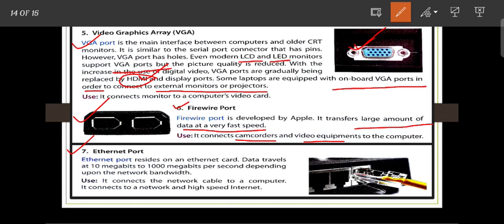Next is the Ethernet port. The Ethernet port resides on an Ethernet card. Data travels at 10 megabits to 1000 megabits per second, depending on the network bandwidth. 1000 means a huge amount of data transferred per second. This is mainly the network connectivity port. It connects the network cable to the computer and connects it to the network for high speed internet. So I have already told that the Ethernet port is a network connectivity port.